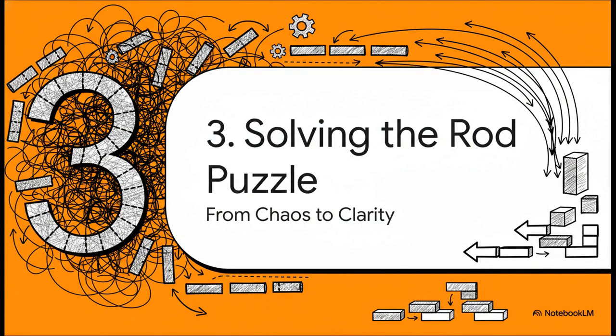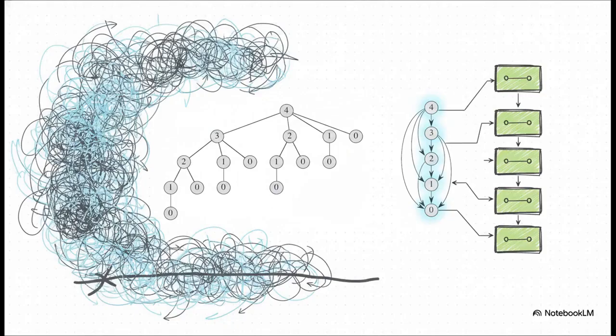Okay, theory's great, but let's go back to our rod cutting puzzle and see what actually happens when we apply this new superpower, dynamic programming. And wow, this just perfectly shows the transformation. On the left, you've got that chaotic, tangled, exponential mess of our first try. And on the right, that's the elegant simplicity of the DP solution.